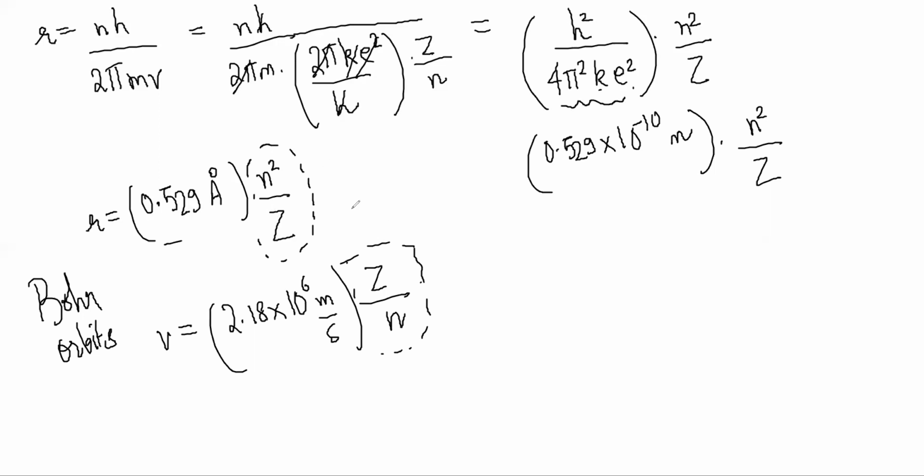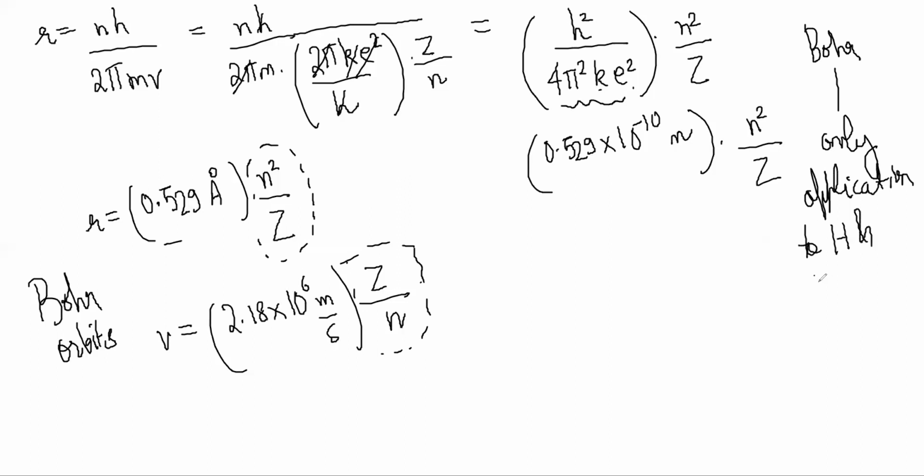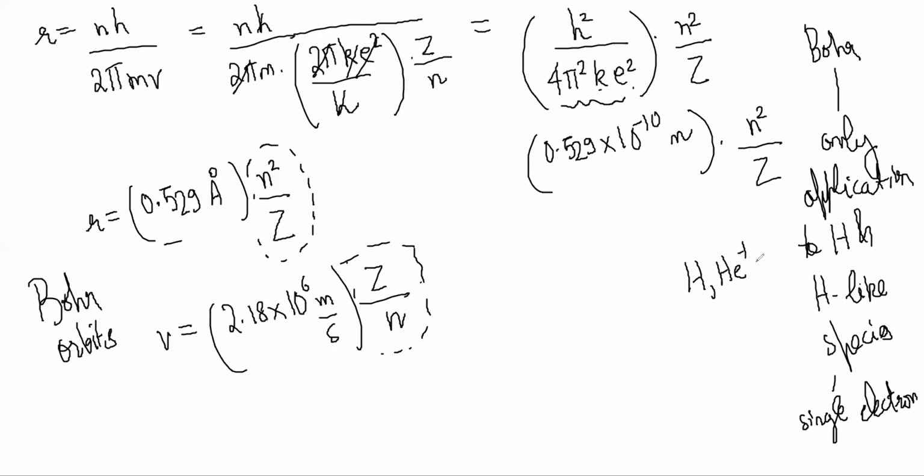Actually the Bohr model is only applicable to hydrogen and hydrogen-like species. Hydrogen-like species means single electron. It should have one electron only. So it can be applicable on hydrogen, or helium plus charge, or lithium double charge and so on. It will not be applicable for multi-electron atoms.